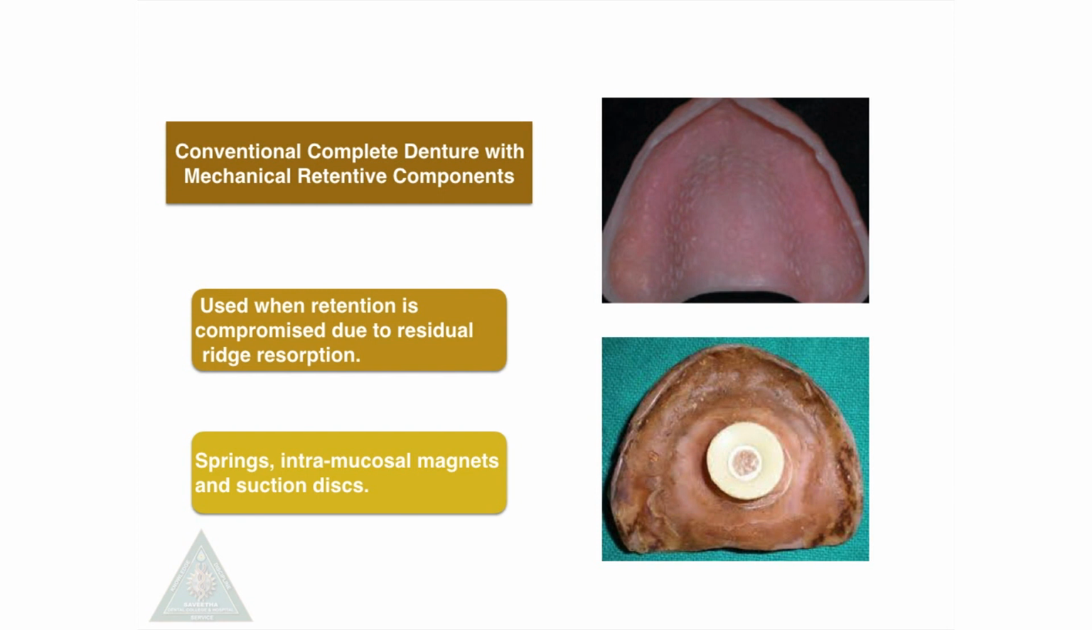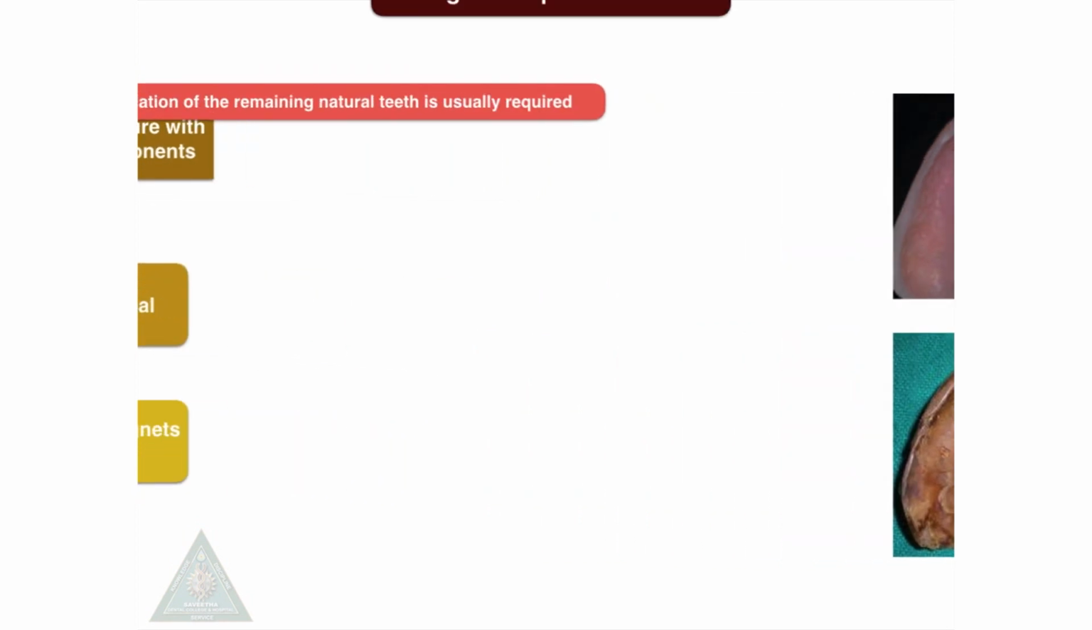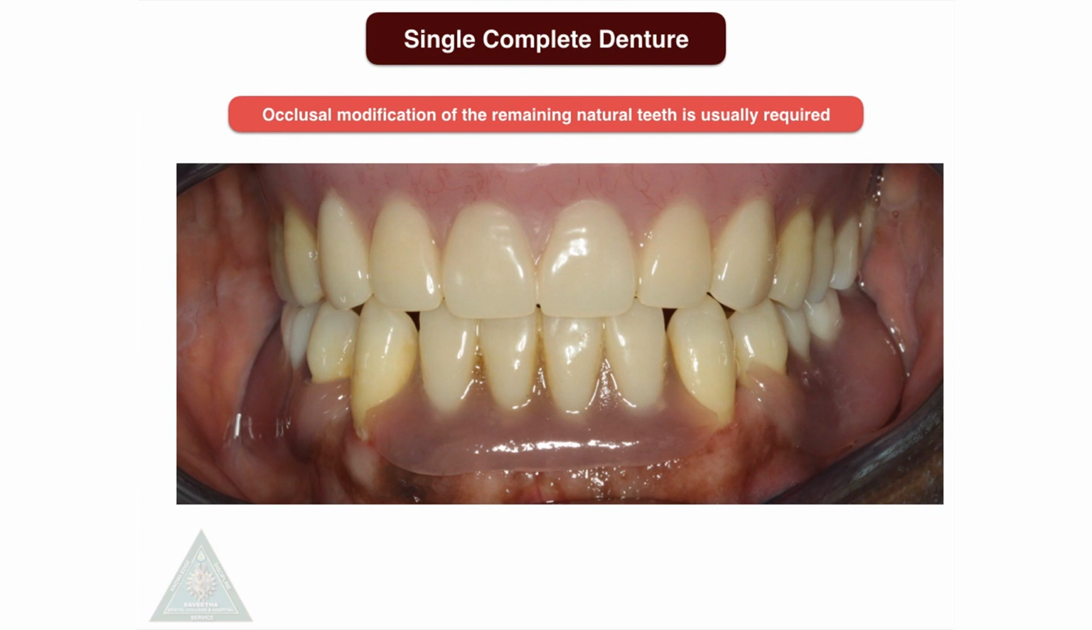Springs, intermucosal magnets and suction discs can be used for extra retention. Some patients may have a completely edentulous maxillary arch and a partially or completely dentulous mandibular arch, or vice versa. In those patients, single complete denture is indicated. Usually, before fabrication of single complete denture, occlusal modification of the remaining natural teeth is required.